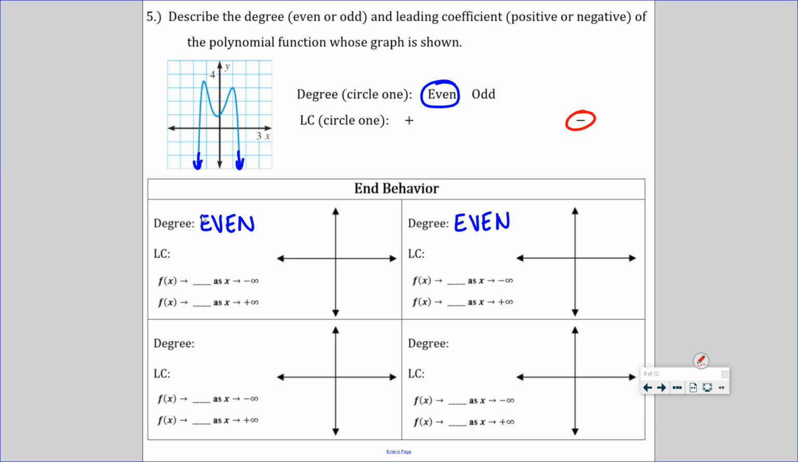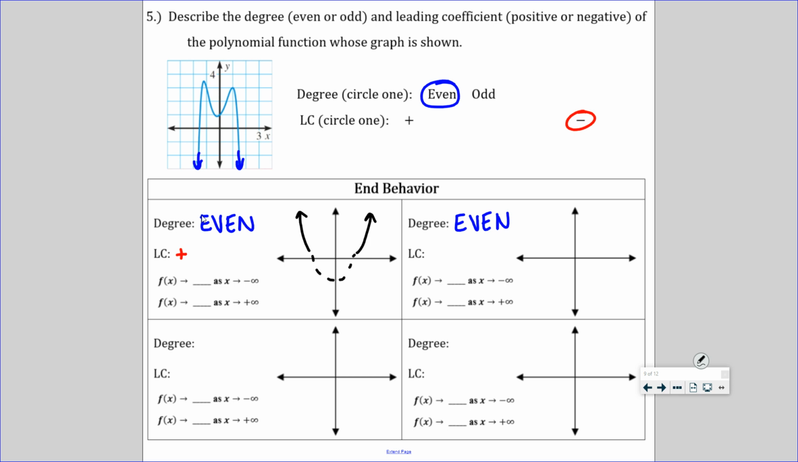So if the LC is positive, both ends are going up towards what we call positive infinity. If you want to sketch in a parabola, that's what you can compare it to. You know if we have a happy face parabola, both ends are going up. So both ends will go up towards positive infinity for every even degree polynomial function with a positive leading coefficient.